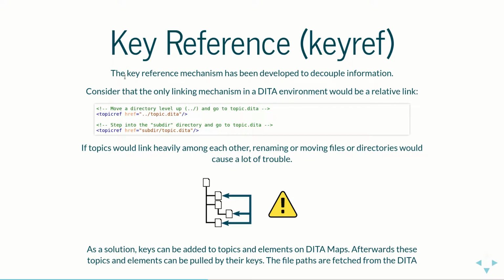The problem of reusing things by conref is that you always have to go to another file. So consider if the only linking mechanism would be by relative links, that would mean that you have to go to a file, move directories up and down, but these file names and directory names may change. And if you, for example, have a lot of links in your architecture and you change the file names or directory names, the links would simply break. So this causes a lot of trouble, and to solve these issues, you can use keys to go to other topics.